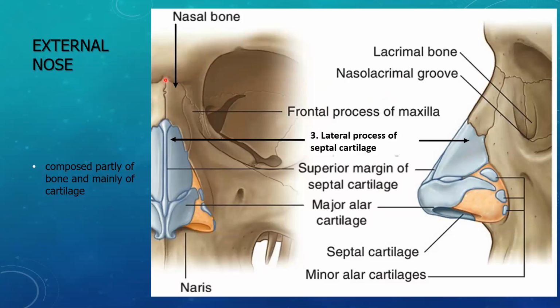This point is known as the nasion. The root or the bridge of the nose is mainly formed by the nasal bone. This is one structure forming the external nose.